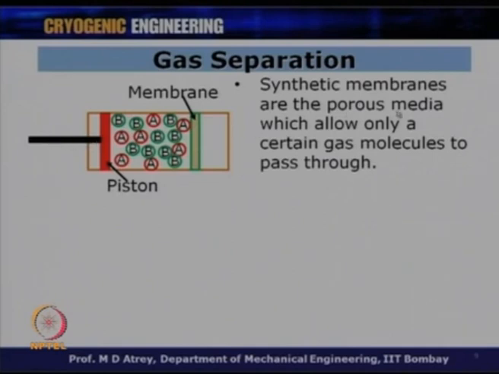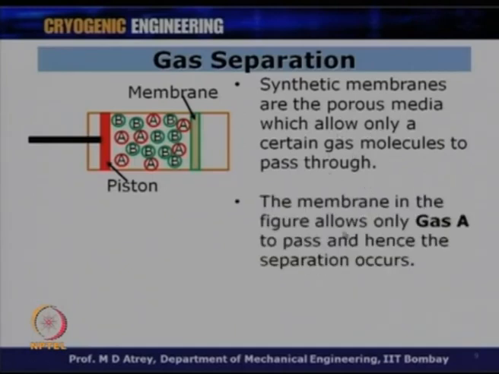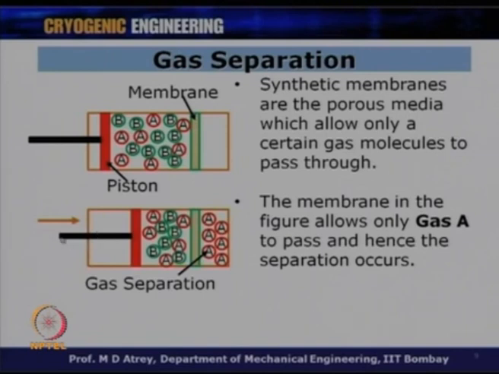Synthetic membranes are the porous media which allow only certain gas molecules to pass through. The membrane in the figure allows only gas A to pass, and hence separation occurs. So, in this particular figure, this membrane allows only A to pass through it, while B cannot pass through it. So, what will happen? If I go on pushing this piston on the right side, the A will pass through the membrane, and on the right side of the membrane, what you can see is only the component A. That means only the gas molecule A will come through this membrane, while the B gas would always be on the left side, because B can't pass through the synthetic membrane.